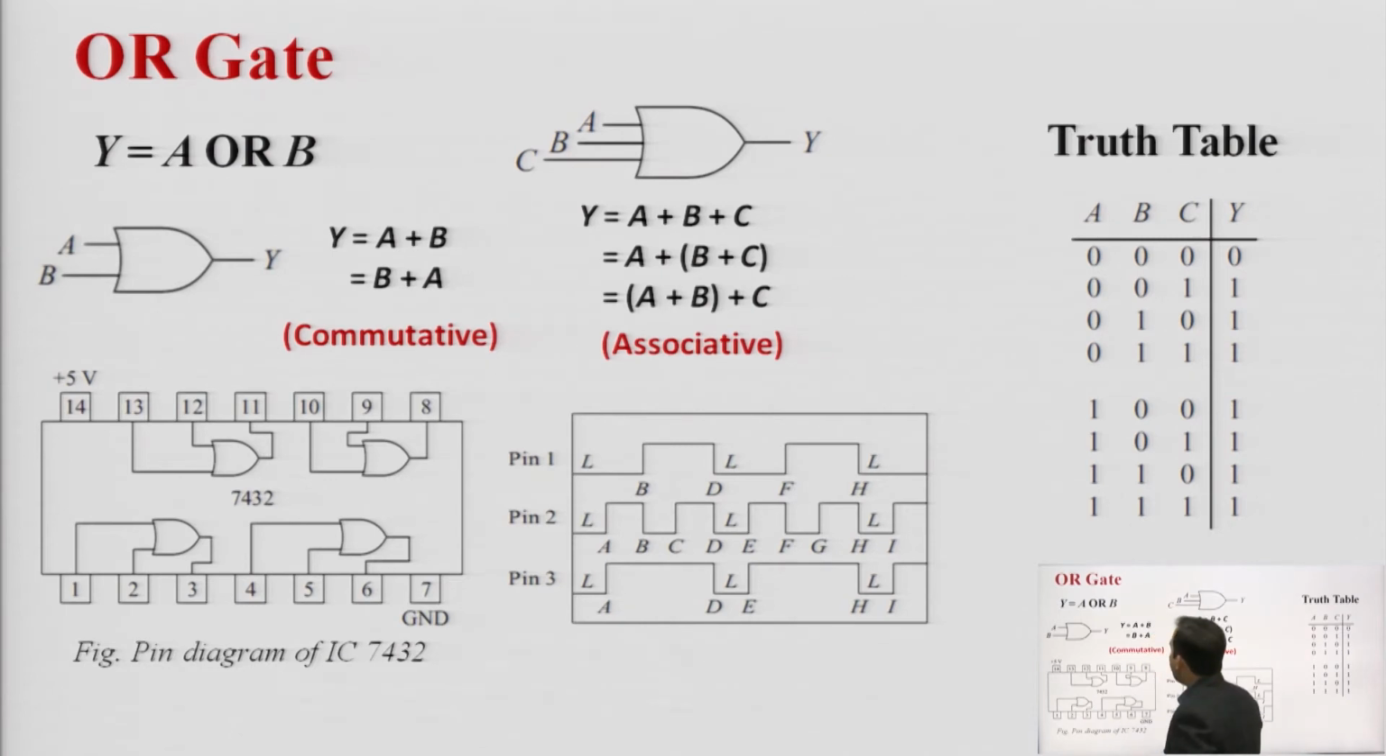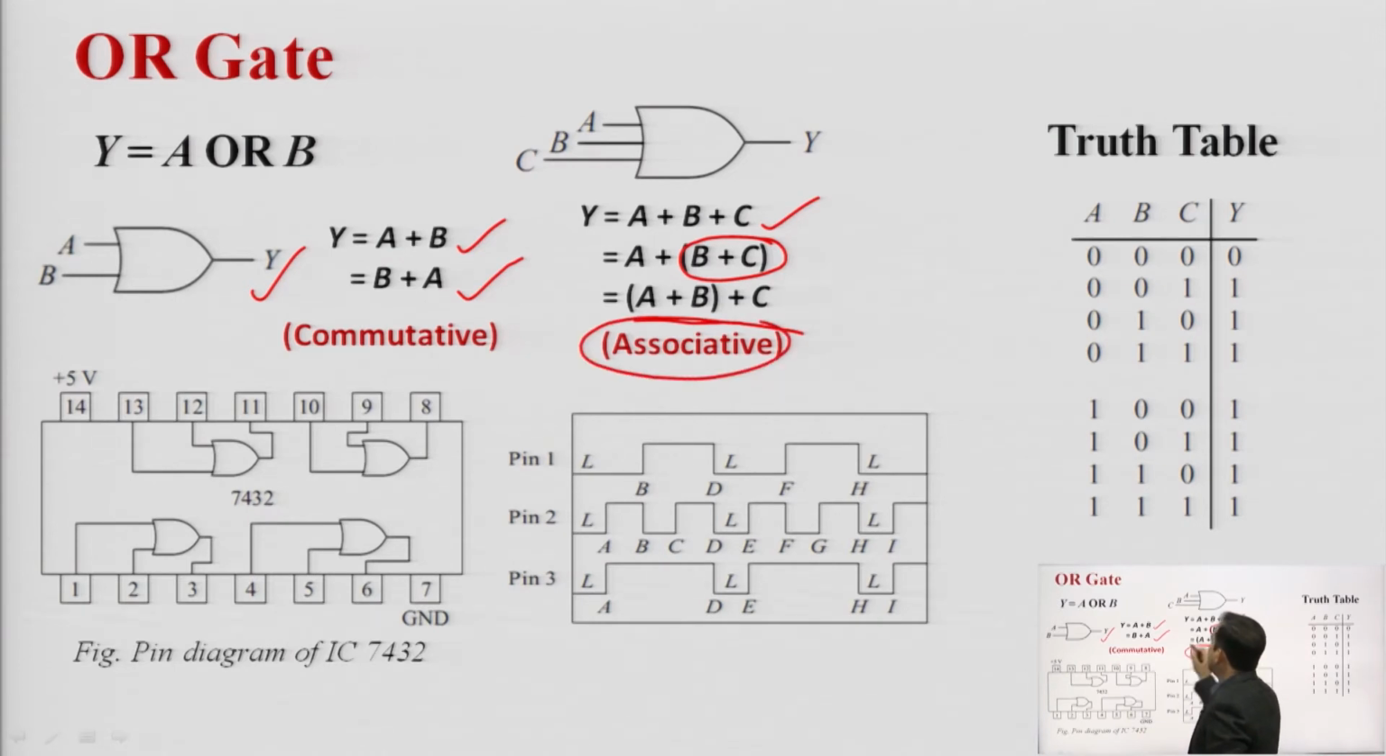The third gate is the OR gate. This is the symbolic representation for the OR gate, and y equals A plus B, which is equal to B plus A. So this is known as the commutative law, what we have seen for the AND gate. Similarly, if we have a 3 input OR gate, then y equals A plus B plus C. So we can perform first B plus C and after that OR operation with A, or we can say A plus B and after that OR operation with C. That is the associative law.